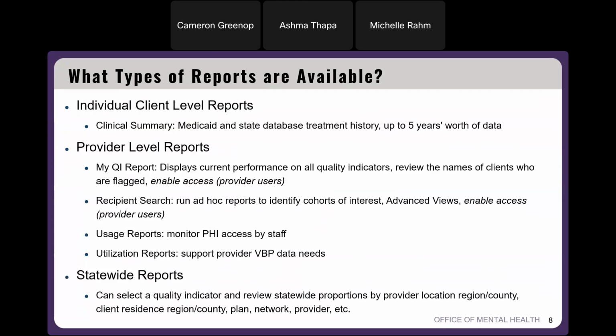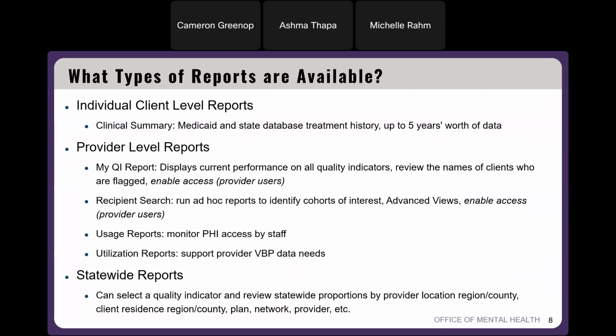We then have our provider level reports, and there are four different types of this report. We have the MyQI reports, which you've heard me mention in the previous slide. Here you can review the names of the clients who are flagged for a health condition or treatment issue. If you are a provider level user, you would enable access to get information for that specific recipient.